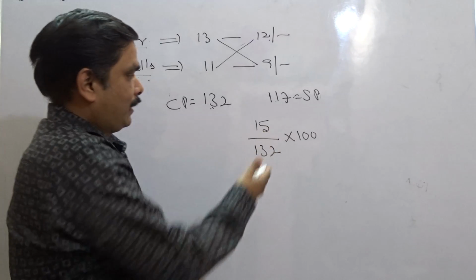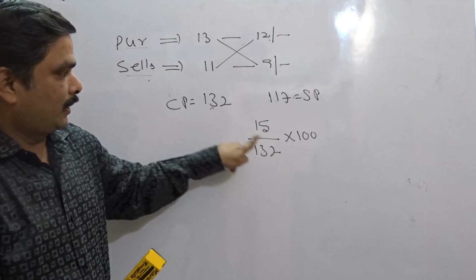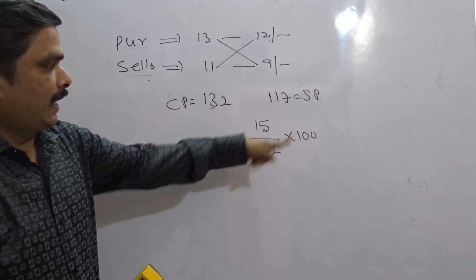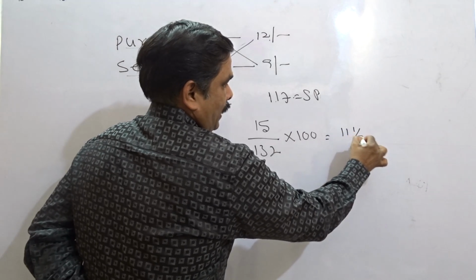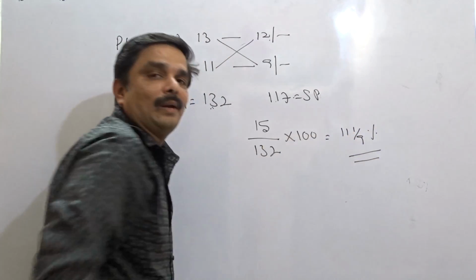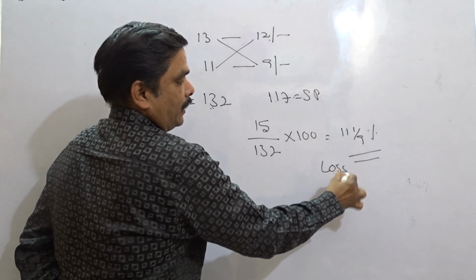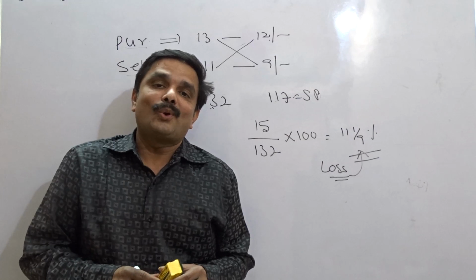Now I am going to go for rounding approximation here. If you take 132 as 135, it is 15 nines, so 100 by 9, which is nothing but 11 1 by 9 percent. So in this transaction there is a loss of 11 1 by 9 percent. Hope you got the idea.